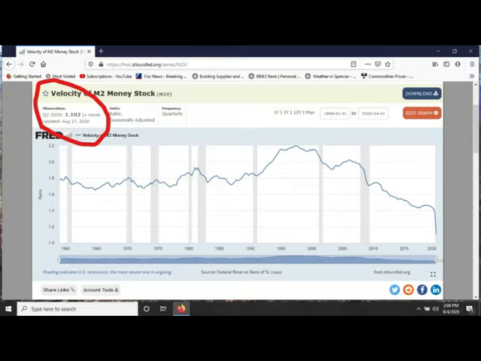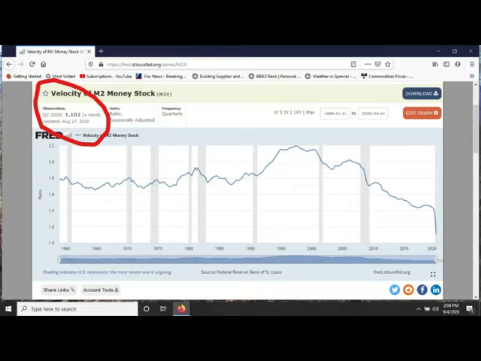And as you can see by this chart, the velocity is way down there at 1. One time. People aren't spending money. They're not refilling their shelves. The retailers aren't. This is not a good sign.